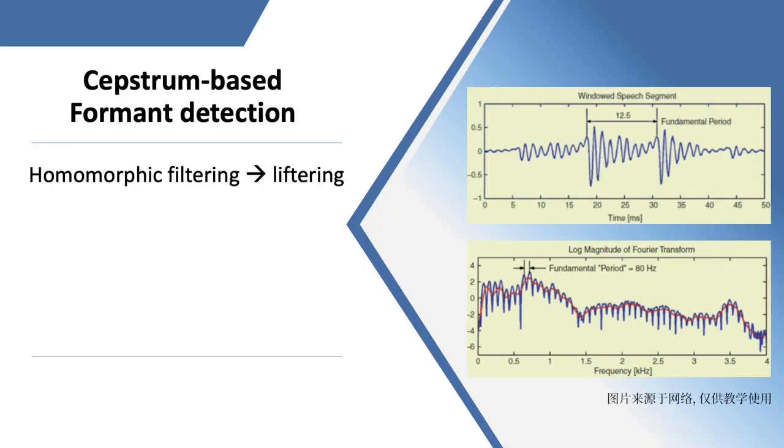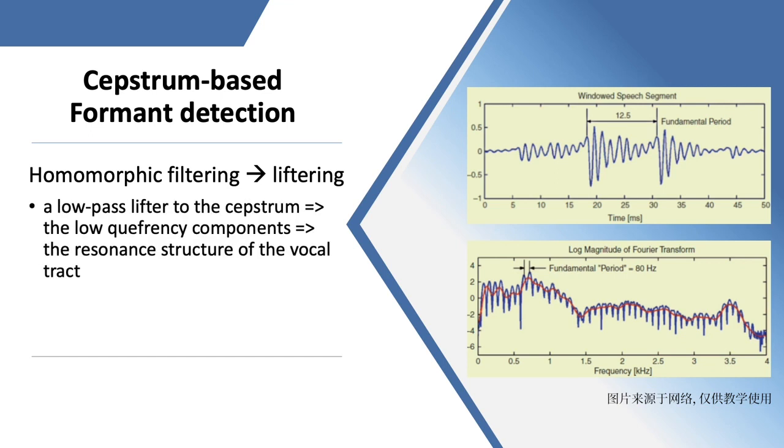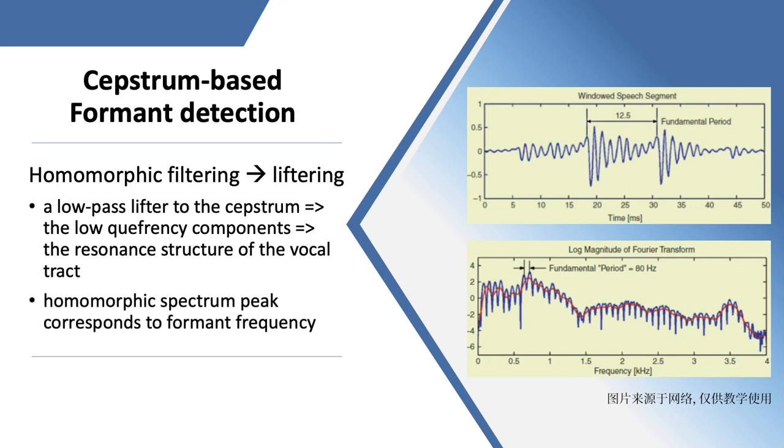From the view of homomorphic filtering, liftering is used to actually separate the vocal tract filter response from the periodic excitation spectrum. By applying a low-pass lifter to the cepstrum to extract the low-frequency components below the first harmonic peak, the slowly varying curve in the red line results. The low-frequency components thus correspond to the resonance structure of the vocal tract. The final homomorphic spectrum peak corresponds to the formant frequency.